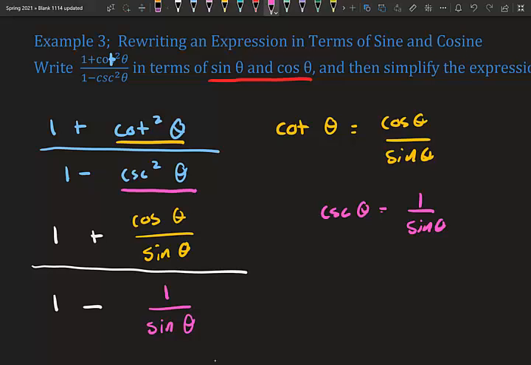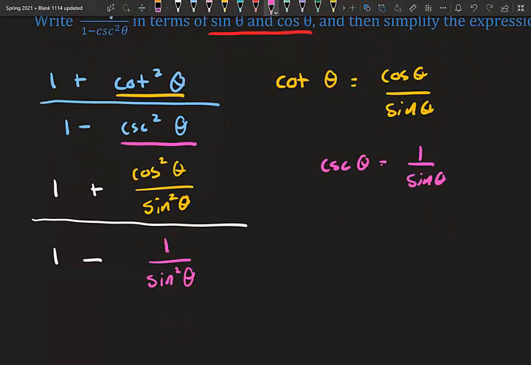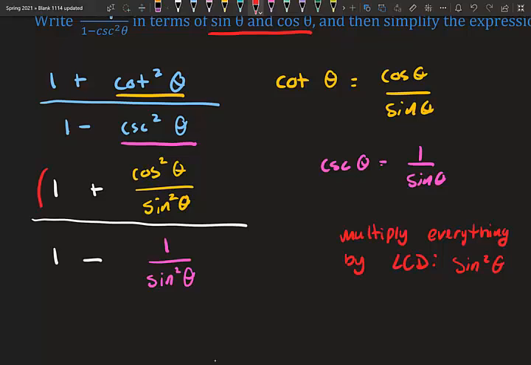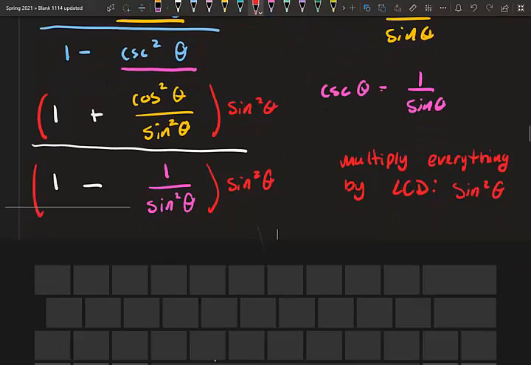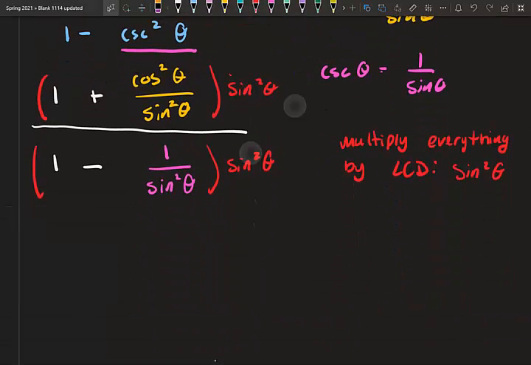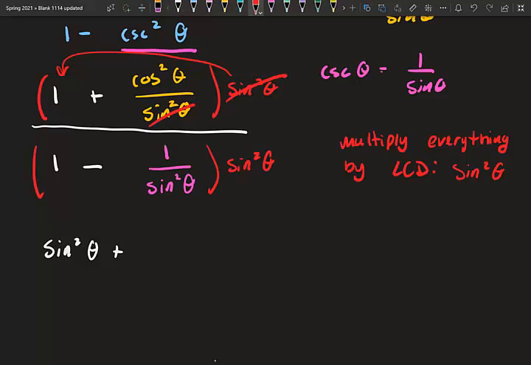Let's get rid of our complex fraction by multiplying by the common denominator. So our common denominator is sine squared theta. So we're going to multiply everything by sine squared theta. Why? Because we need the same denominator in order to add fractions. So when we multiply that out, we distribute. So we have 1 times sine squared theta, that's just sine squared theta. Plus, here our denominators cancel, so we're just left with cosine squared theta.